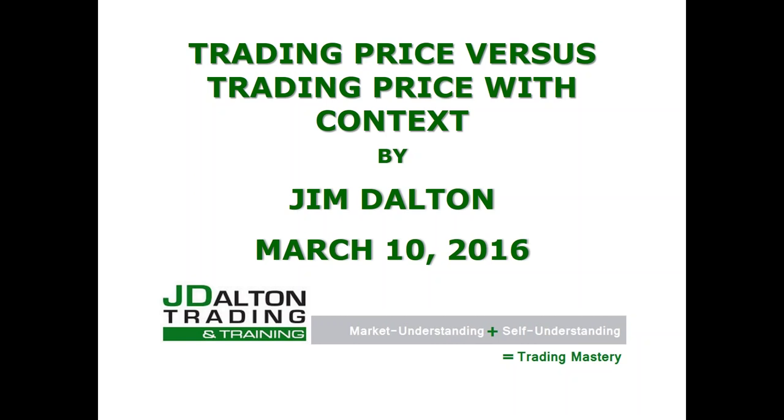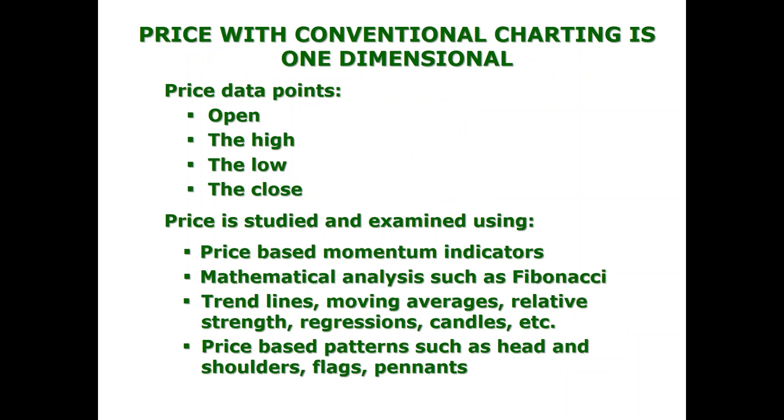The price with conventional charting is one-dimensional. Data points are open, high, low, close. Price is studied and examined using price-based momentum indicators, mathematical analysis such as Fibonacci, trend lines, moving averages, relative strength, regressions, candles, etc. And then they look at price-based patterns such as head and shoulders, flags, pennants. That's the language that we have traditionally used before we started looking more intently at price with context.